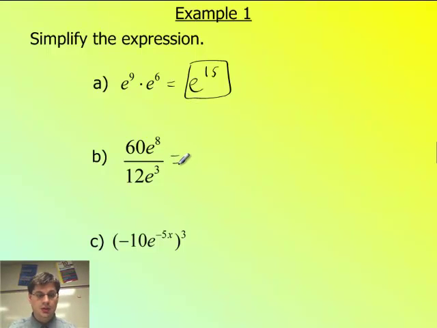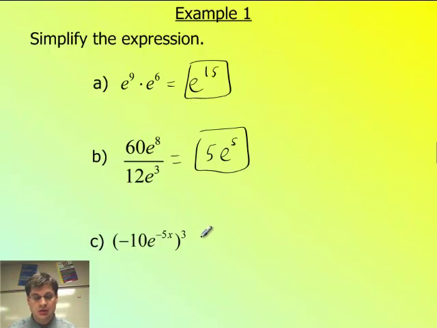When I get to b here, I'm just going to take 12 and divide that into 60, which is going to leave me with 5, and then 3 minus 8, which is going to leave me with e to the 5th, and that's it. So e works just like we would treat a variable, but we know that it actually represents a number.